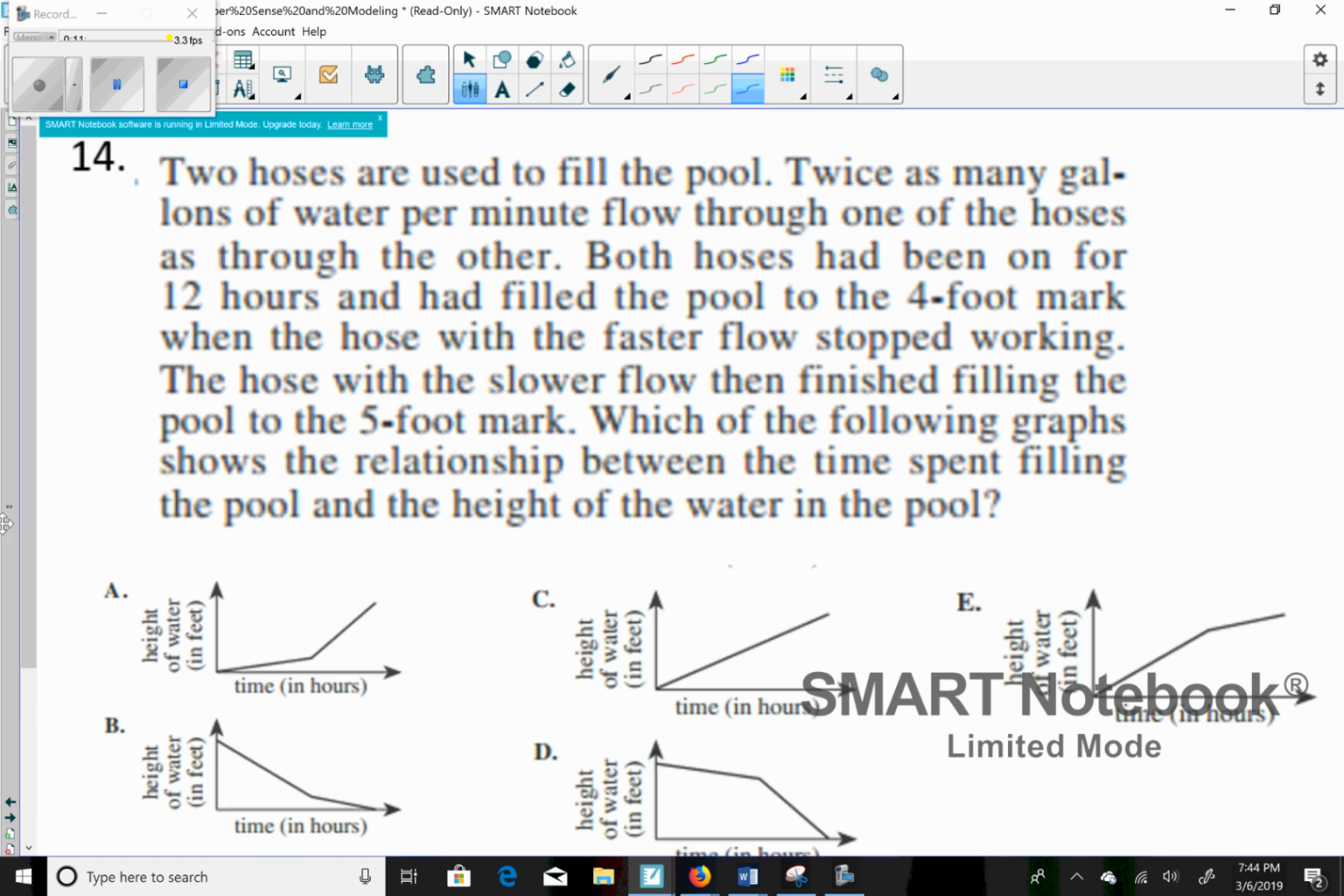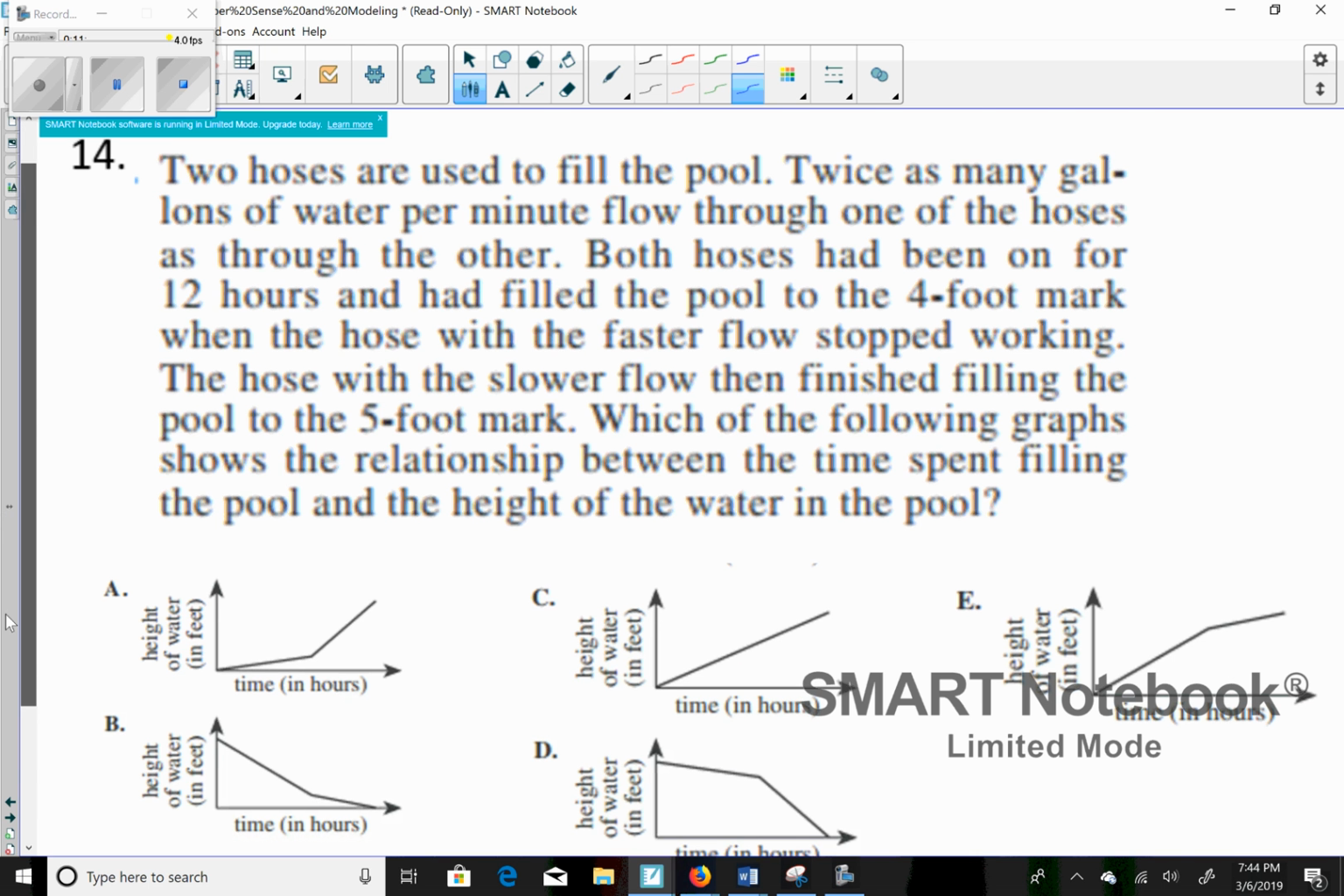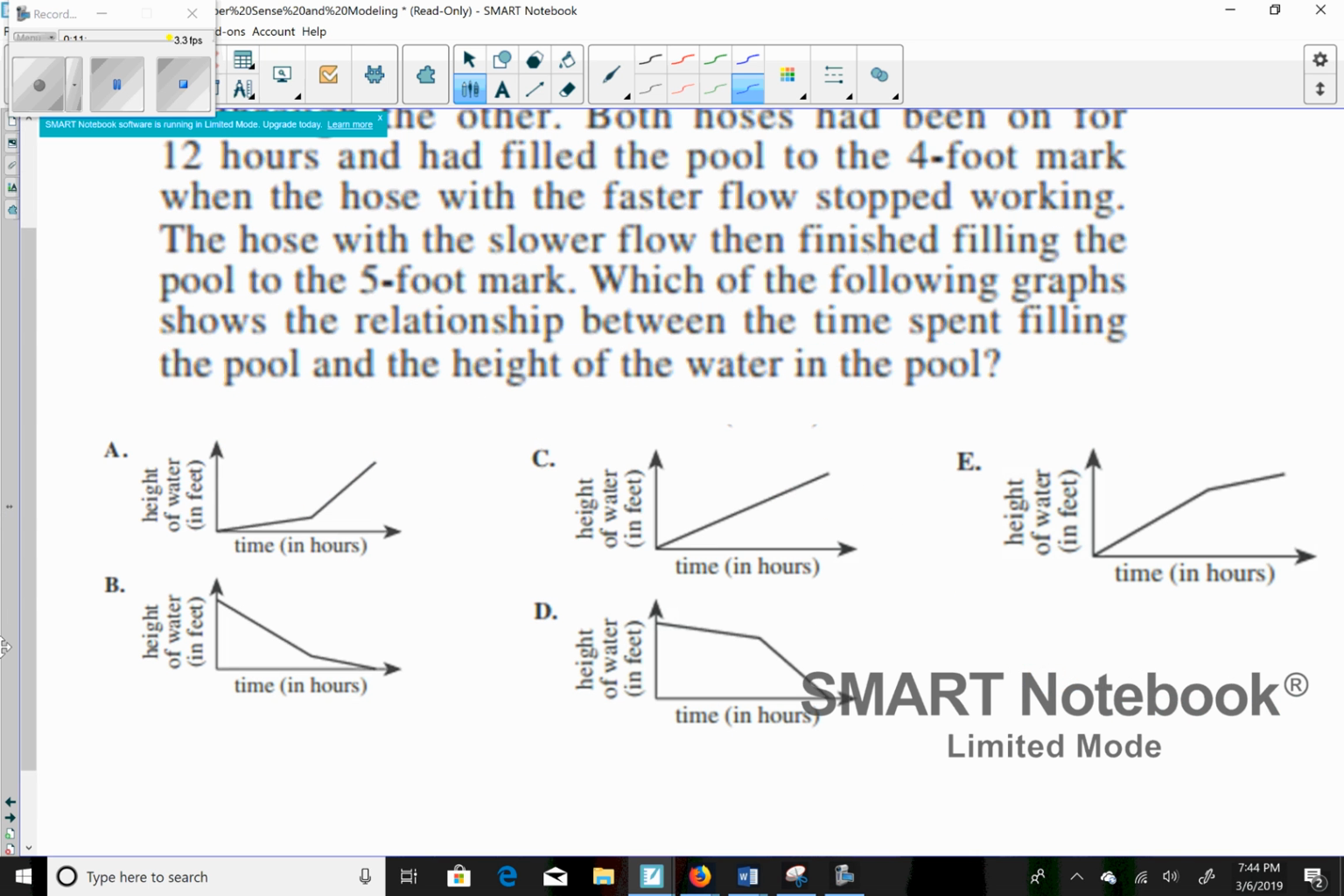water? Well, when you're looking at this, since you have 2 hoses working together, first of all, the pool's empty when I start. So if the pool's empty, this one and this one don't make sense because it starts with a water level that's not 0. Then I want to fill up the pool faster at the beginning because I have 2 hoses working, and then I'm eventually going to slow down.